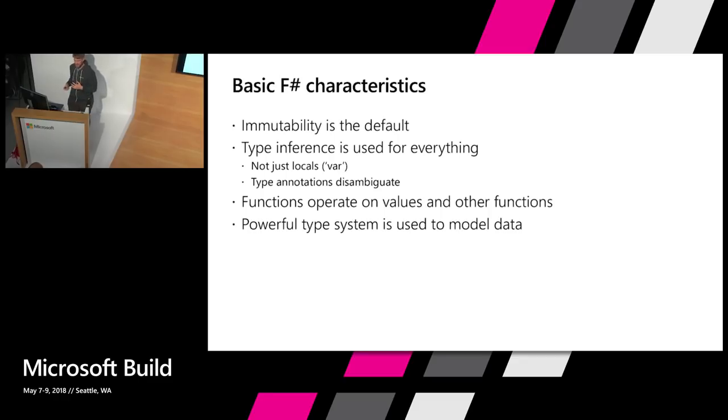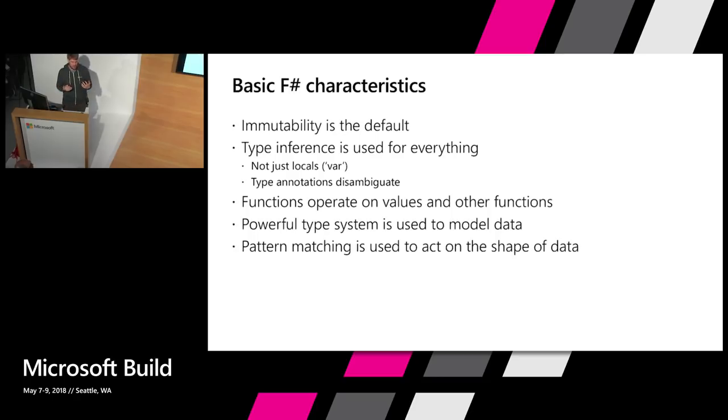And then there's discriminated unions where you can say, hey, this thing could be one of a number of cases, right? An employee could be just a worker, or it could be a manager who has workers working for them, and so forth. And you may want to represent that in your domain. And you can use the type system to do that directly, rather than have to mold your objects to do that for you. Okay? And then you basically use pattern matching to act on the shape of the data.